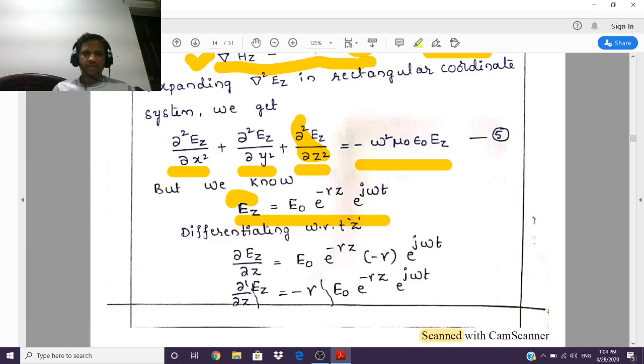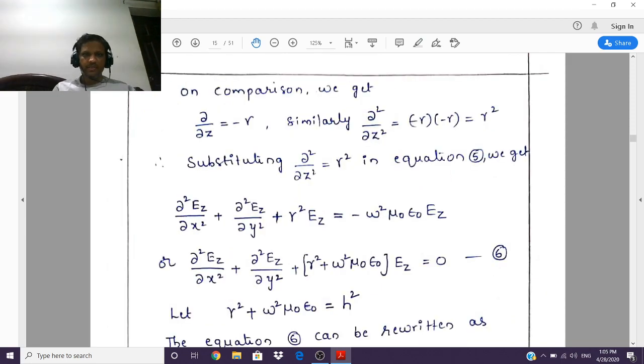Now differentiating this Ez with respect to z, what you will be getting is ∂Ez/∂z equal to E naught into, differentiating e power minus gamma z with respect to z, e power minus gamma z into minus gamma and e power j omega t. Now writing minus gamma first, and next E naught into e power minus gamma z into e power j omega t, and comparing it with the left hand side, ∂/∂z is equal to minus gamma. And ∂²/∂z²: if you differentiate again, you will be getting minus gamma into minus gamma, because that is a second derivative, which will be gamma square. Similarly, if you differentiate thrice, ∂³/∂z³ will be minus gamma into minus gamma into minus gamma, which is minus gamma cube.